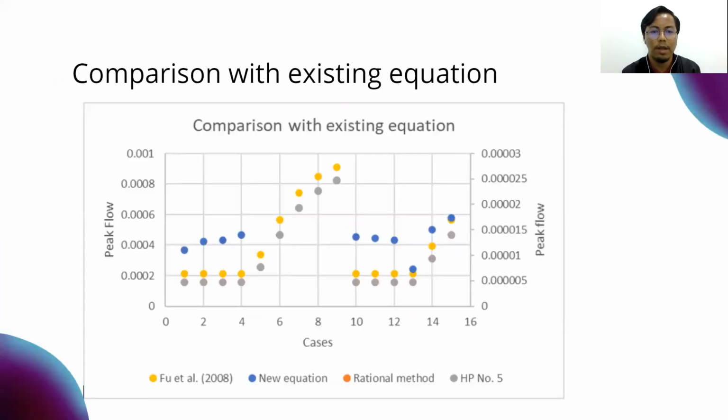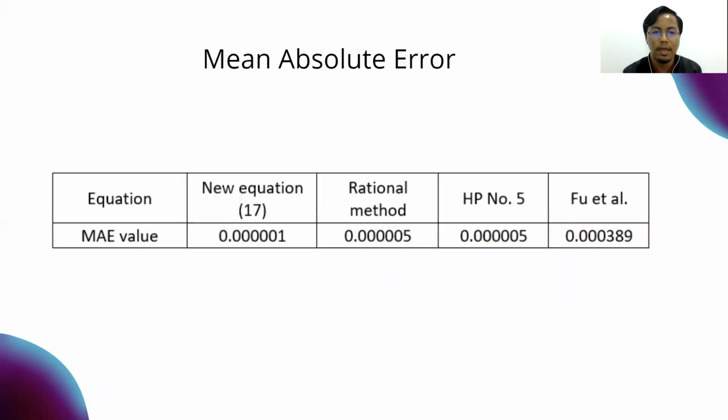Secondly, we compare with the existing equations. We take several other existing equations such as Few et al., the rational method, and also HP number 5. From the graph here, we can see that the new equation has a bit higher value compared to the others, but not too far. So this shows that it is still acceptable, and the new equation can be used to estimate the peak runoff flow.